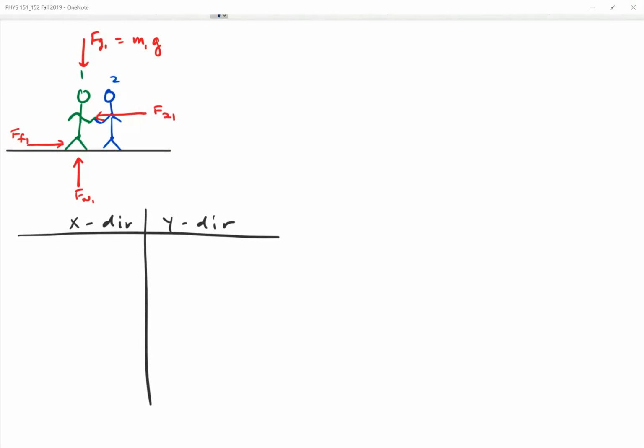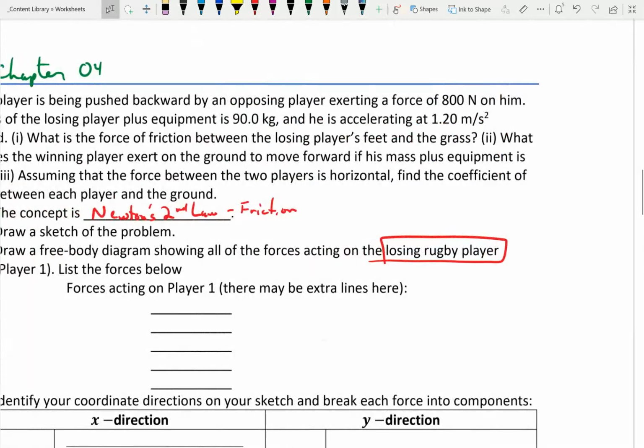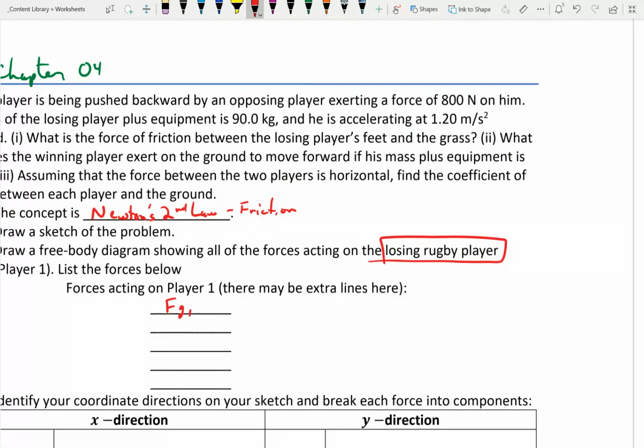So now if we were to do the technical free body diagram, we have a dot for player 1, and then we show those forces. Force gravity 1 equals m1g. Force normal 1, don't have a value for that. Force friction 1, and force of 2 on 1. So there's my free body diagram. I've got all the forces, so let's list those forces. Force gravity 1, force normal 1, force friction 1, and force of 2 on 1.